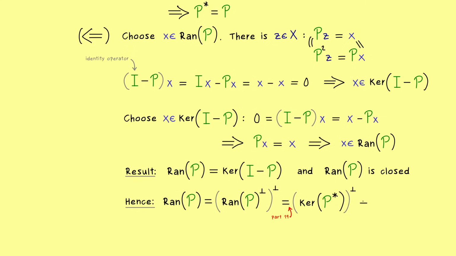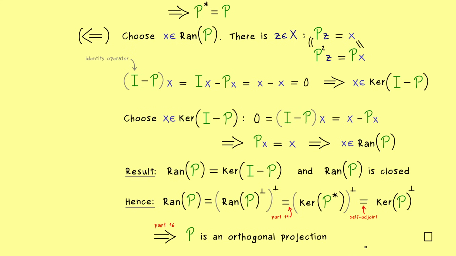And now finally you see at this point we can use the self-adjointness of P. So in the end what we have here is that the range of P is the orthogonal complement of the kernel of P. And there we already know this is sufficient for P being an orthogonal projection. So in conclusion, the whole proof of the equivalence is done. So now you know the set of the idempotent self-adjoint operators is exactly equal to the set of the orthogonal projections. So this fact is already very helpful, but soon you can see how we can use it even more.